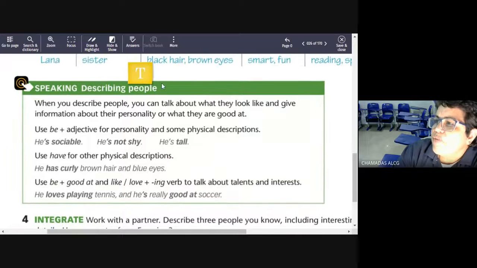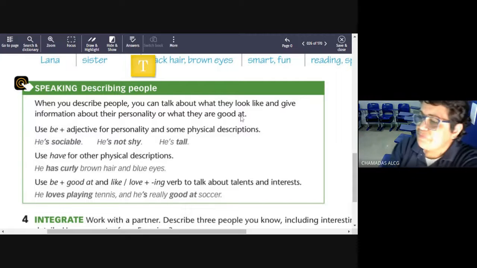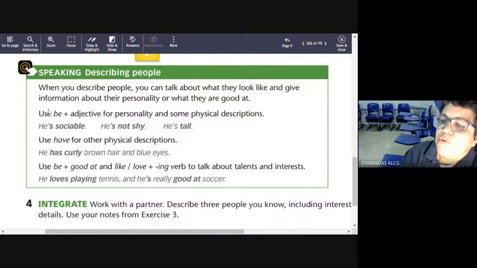So here we have a tip. Okay, guys, look, when you describe people, you can talk about what they look like and give information about their personality and what they are good at. We can use the verb to be plus an adjective for personality and some physical descriptions, right?